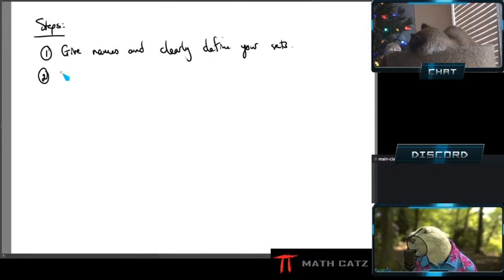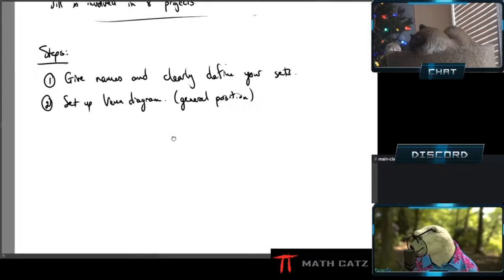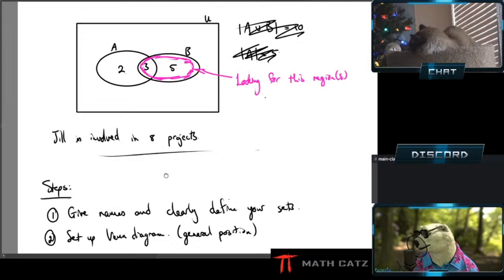Then we want to set up our Venn diagram with as many circles as we have sets. It's convenient. Not too many. General position, I think almost always. It's going to have to be a very special question for me to not go general position. I'll make a statement: I'll always go general position. And if it turns out there's no overlap, I'll put a 0 in there or whatever information they give me. There's no harm in having a region with a 0 in.